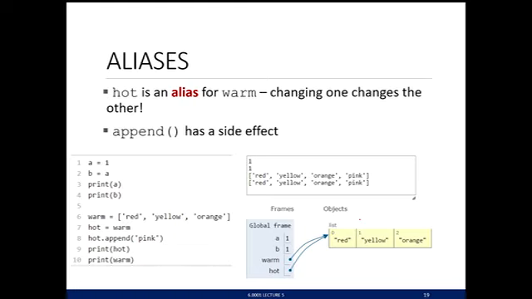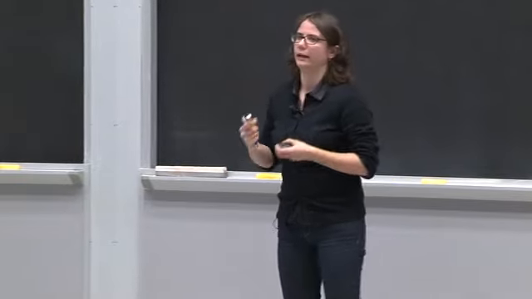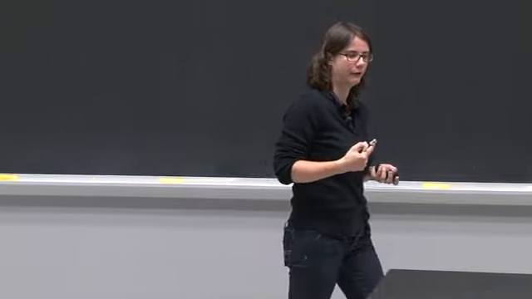So on line 8, when I append this string pink to my object, since both of these two variables point to the exact same object, if I access this object through either variable, they're both going to print out the same thing. And that's the side effect. That's the side effect of lists being mutable.